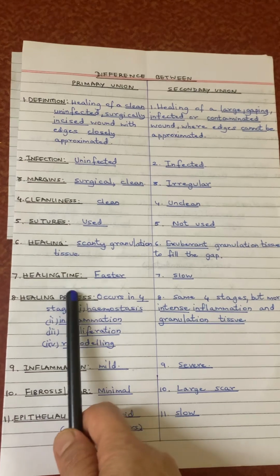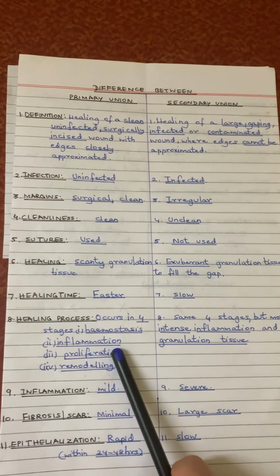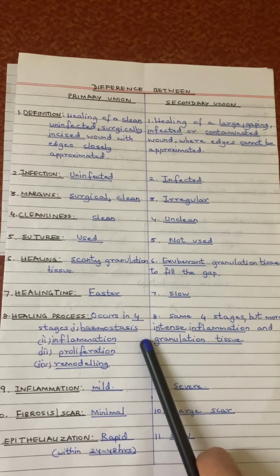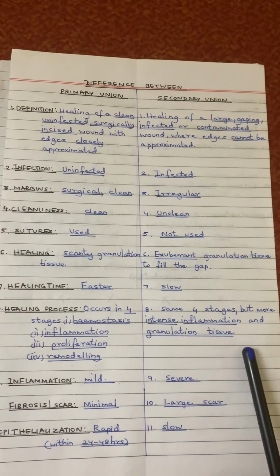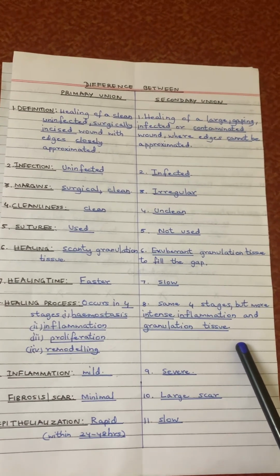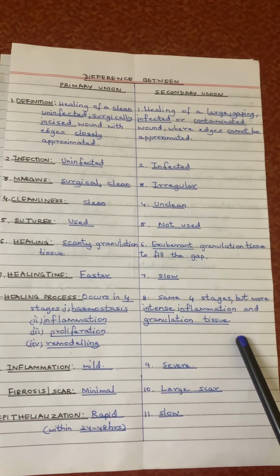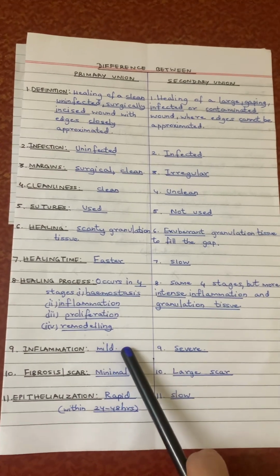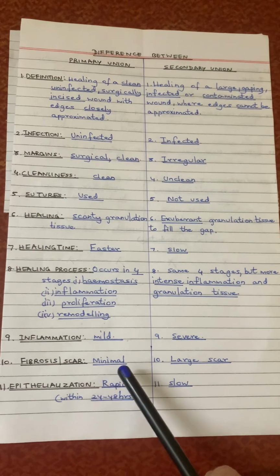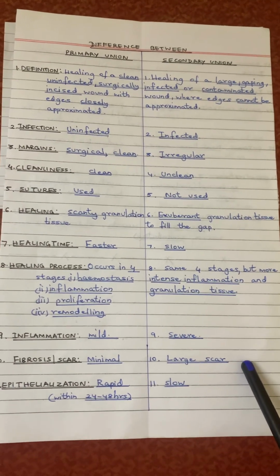Now, the healing time is faster in primary union, whereas it is slow in secondary union. Healing process occurs in 4 stages: hemostasis, inflammation, proliferation, remodeling. Whereas in secondary union, though healing takes place in the same 4 stages, there is more intense inflammation and granulation tissue. Inflammation is mild in primary union and severe in secondary union. There is minimal fibrosis or scar in primary union, whereas the scar in secondary union is large.